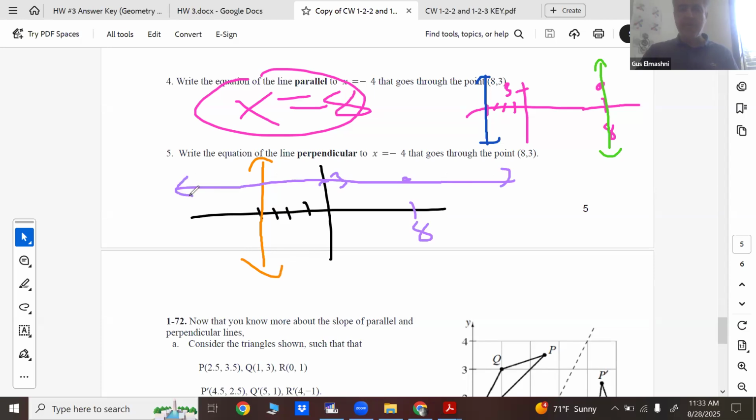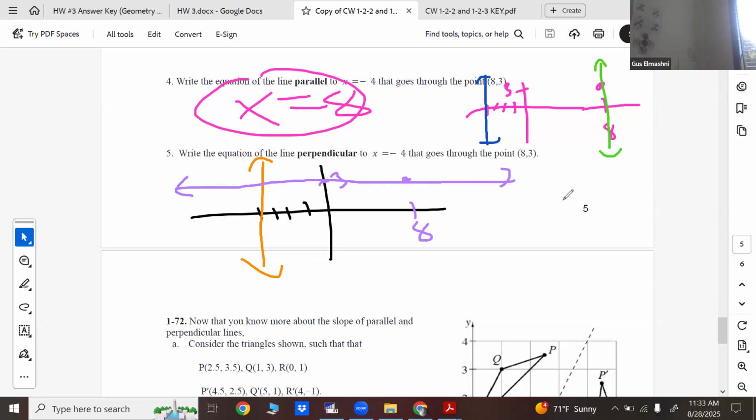Find how to use a purple line for perpendicular. So that sounds the same. Playing with words there. So in this case, x can be whatever we want it to be. There's no restriction for x, but y clearly has to be what value? 3. So y equals 3.